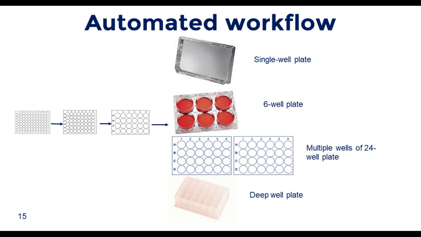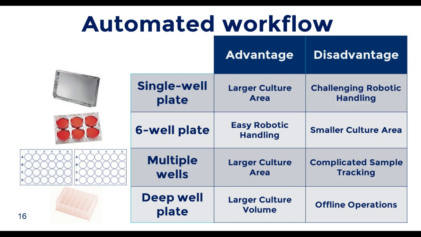Let's look at 4 options to replace T flasks. Single well plates, a trade name is OmniTray. 6 well plates, using multiple wells of multi-well plates, 24 well plates are shown here, and deep well plates, used either shaken or stationary. Let's look at the advantages and disadvantages of each.